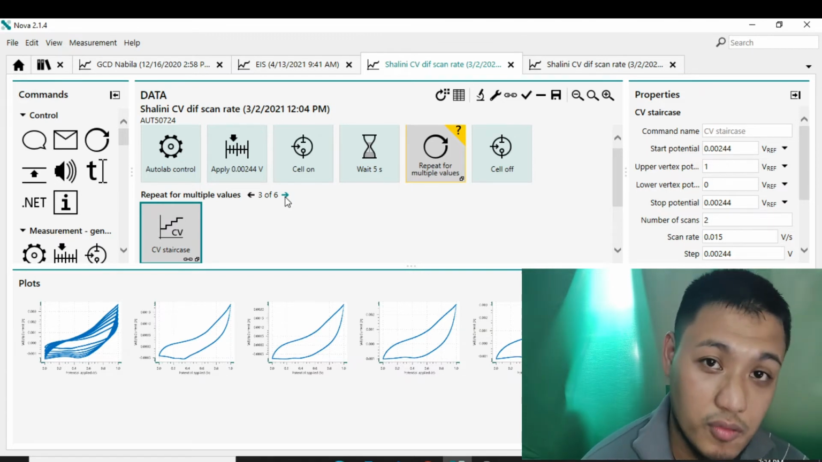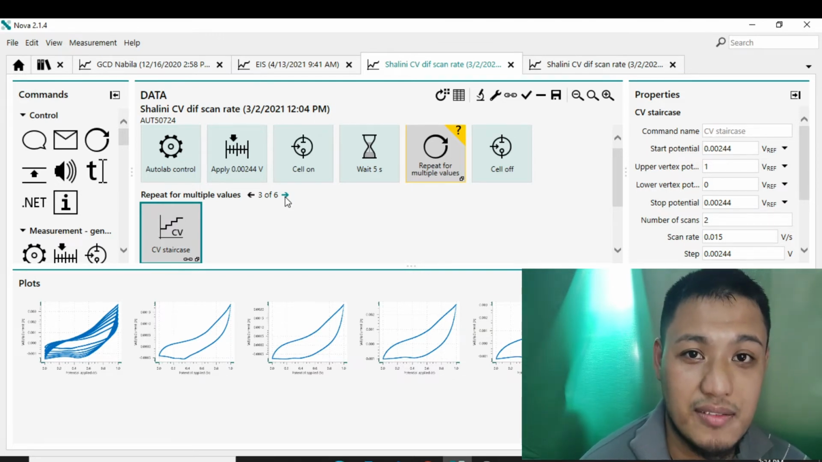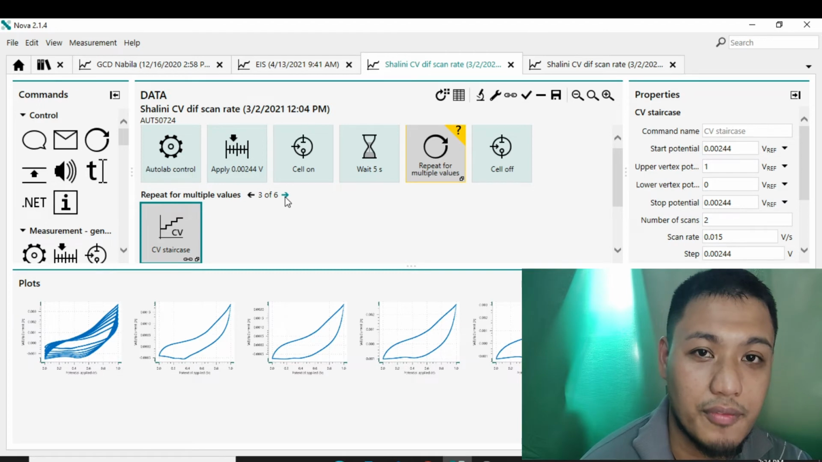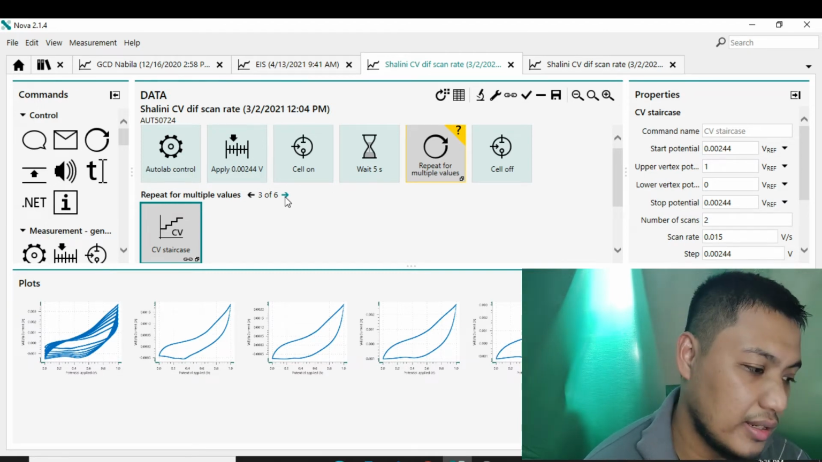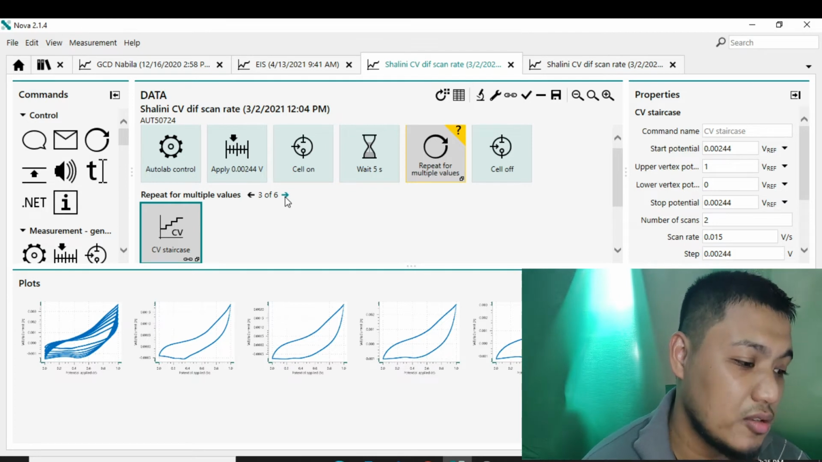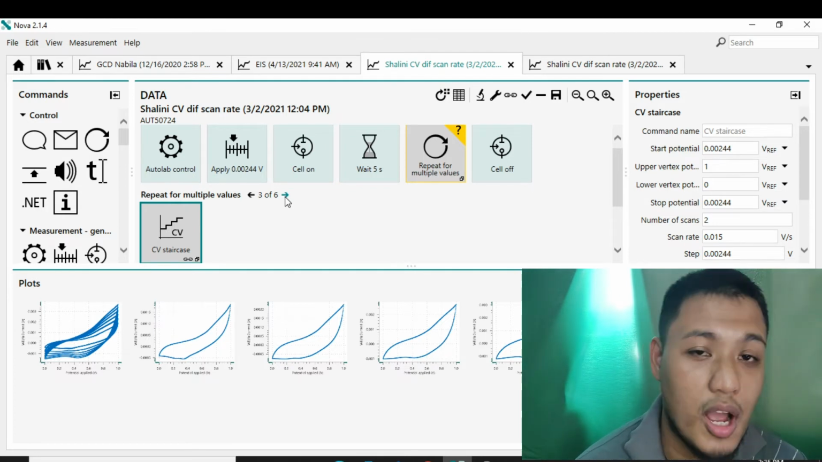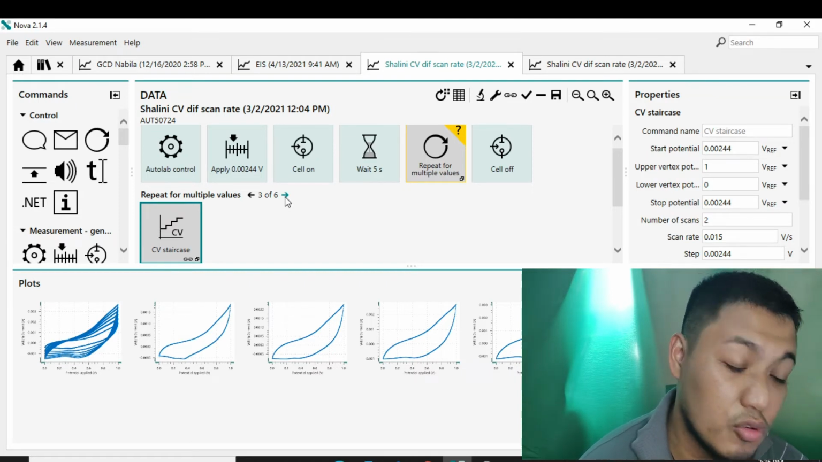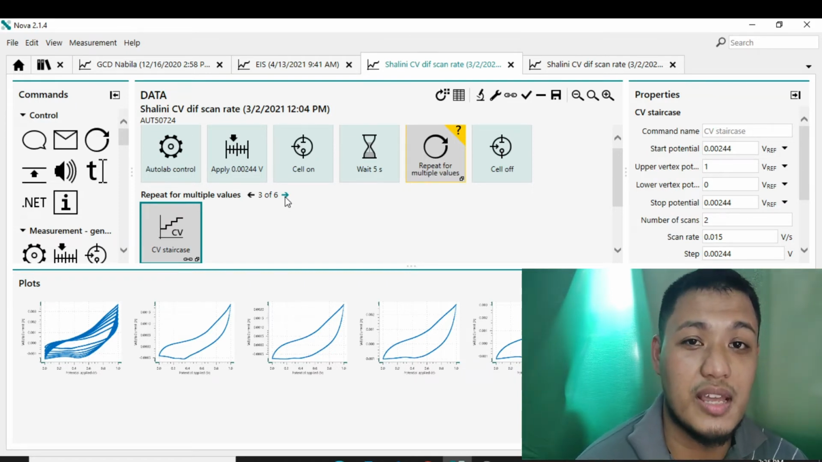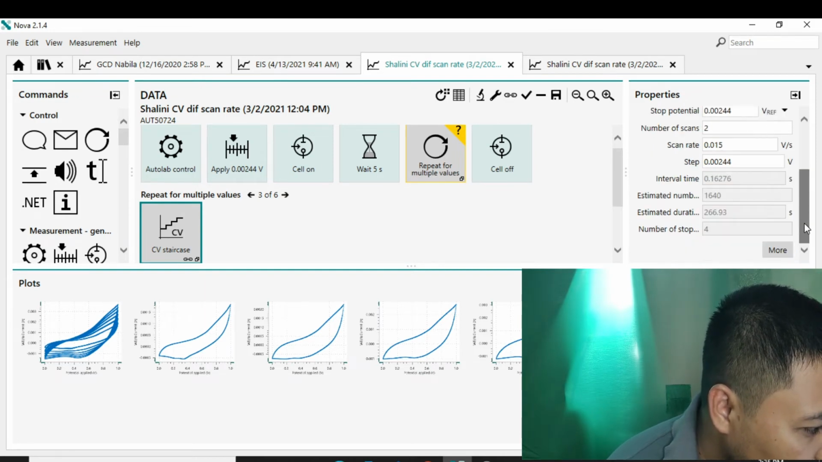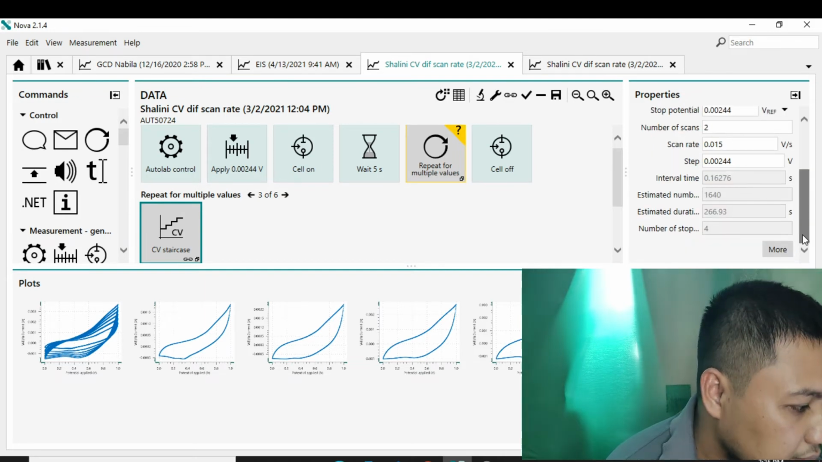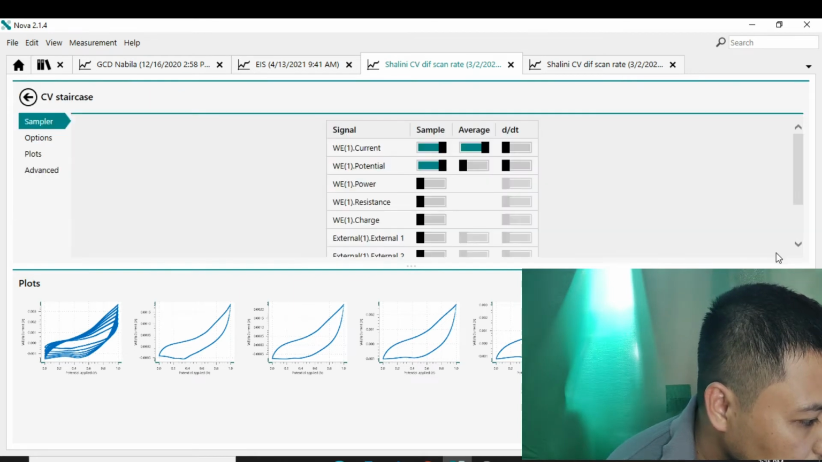If the material is not suitable, you can just reduce the number of scan rates. No need to scan at very large scan rates. In the beginning, you can also set from 5 to maybe 200 millivolt per second, then you can check the graph. If your graph is good until 50 millivolt per second, you just leave it like that.